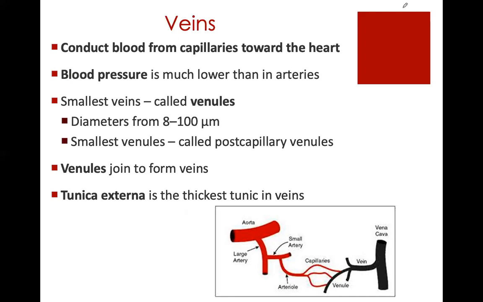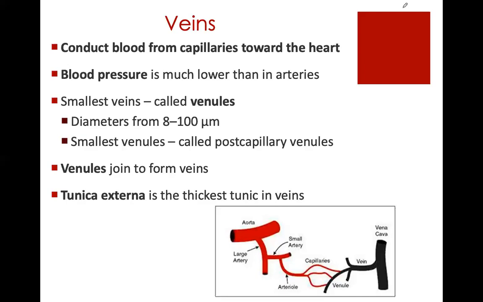The smallest veins that collect blood from your capillary network are referred to as venules. Venules are about 8 to 100 micrometers in diameter. The smallest versions of the venules are called post-capillary venules, which directly connect to your capillary network.